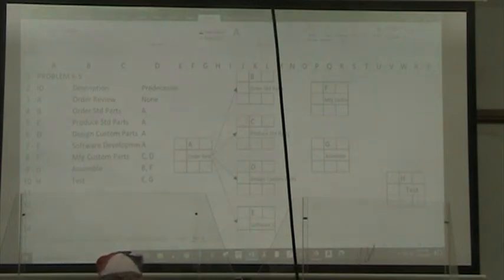All right, now we look further down: manufacture the custom parts has C and D as the predecessors, right? So once again, I click on arrow at C and go to F, and I click on the arrow, go from D to F. Once again, change it to black. A symbol goes from B and F.